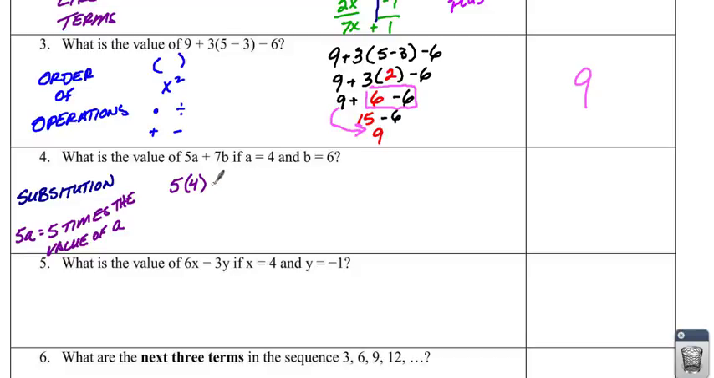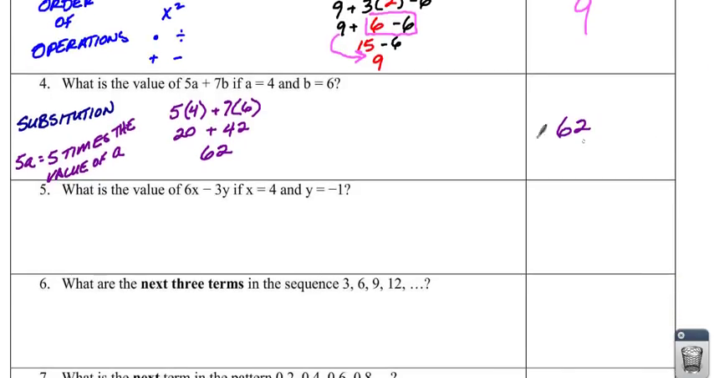So we have 5 times 4 plus, since b is 6, plus 7 times 6. 5 times 4 is 20. 7 times 6 is 42. 20 plus 42 is 62, our answer for number 4.